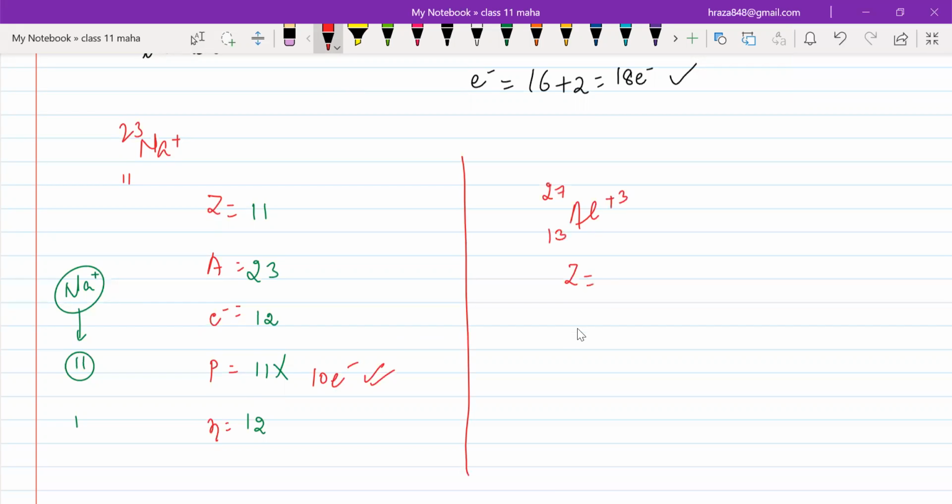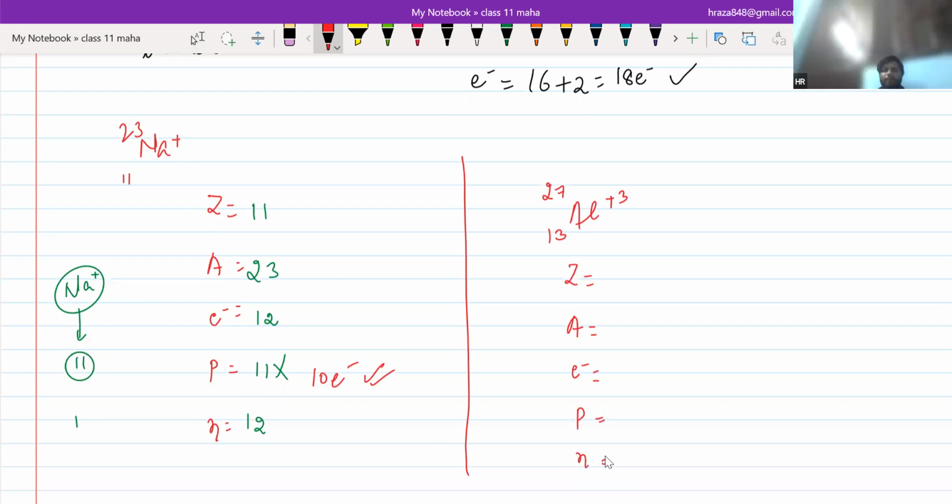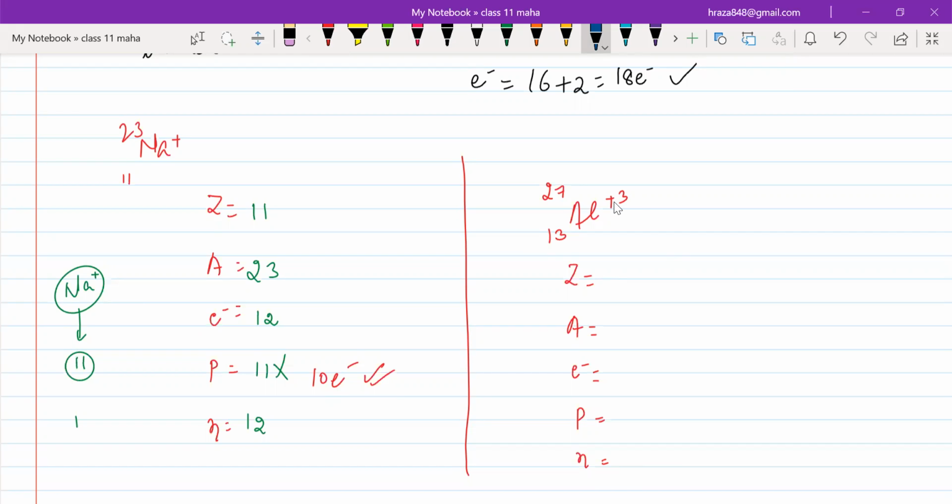Again, Z, A, E. So you have completed the full second chapter, the structure of atom. Yes. And it's the periodic table that is going on in your school. Yes. Okay, that's very good.